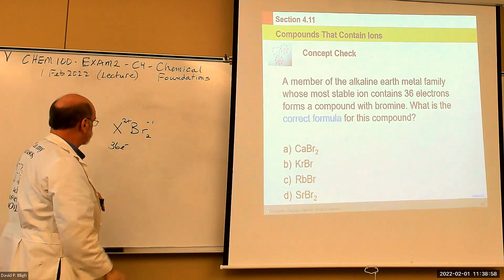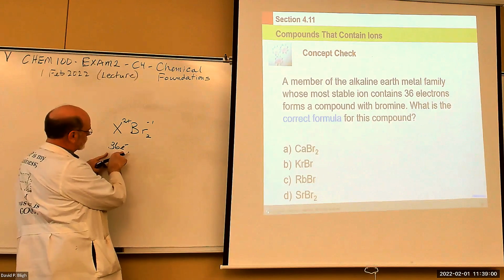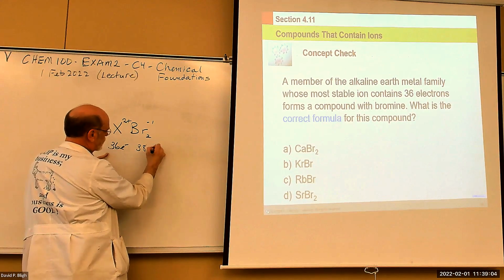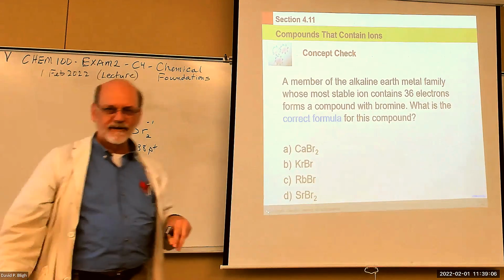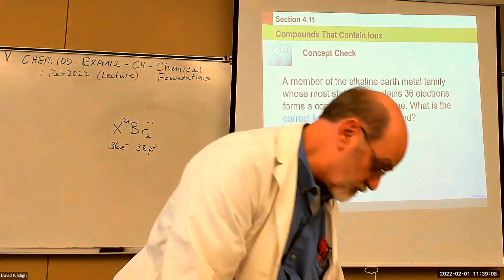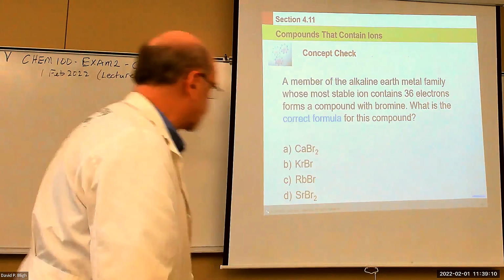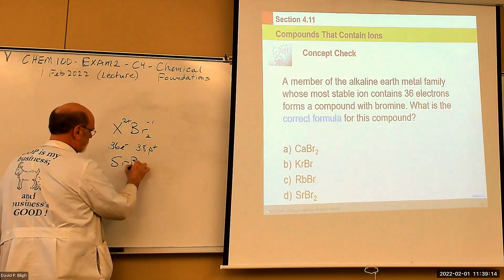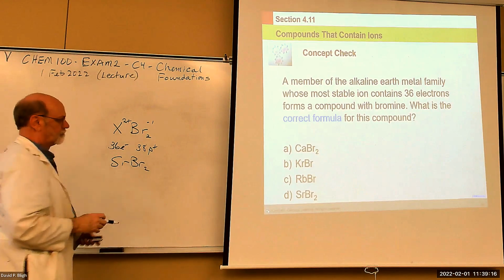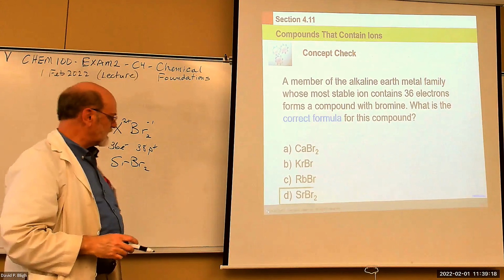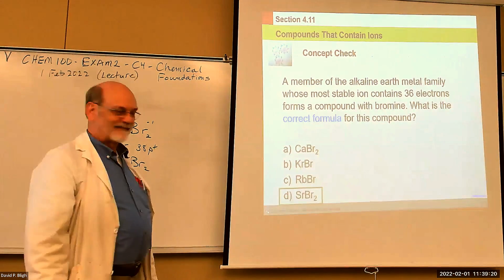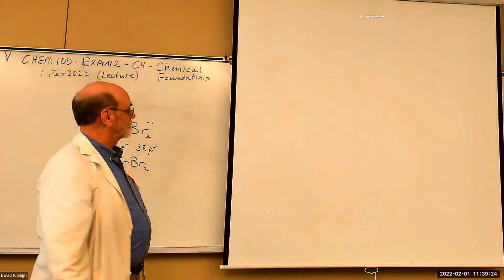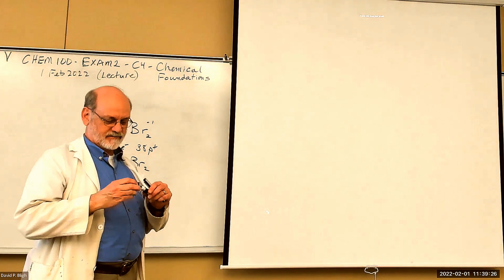Now, what is X? Well, if it's 36 electrons and it's a 2+ charge, we need 38 protons. And 38 protons means strontium, Sr. There we go. So it should be D. Okay? And we're done.